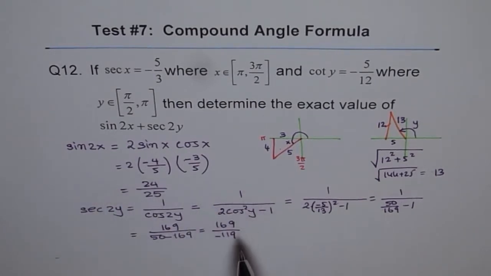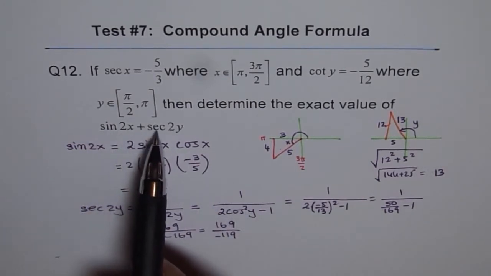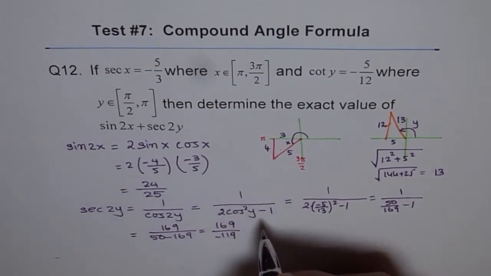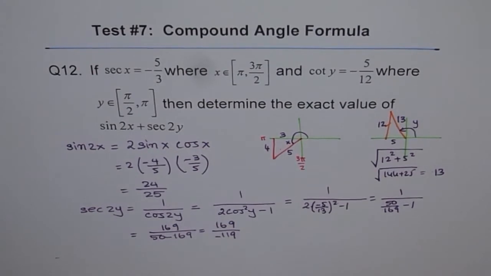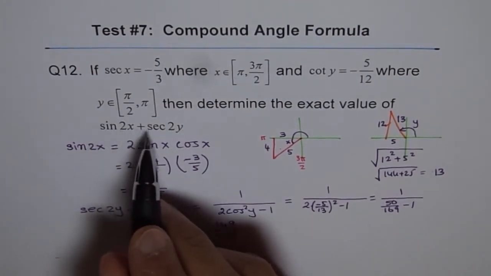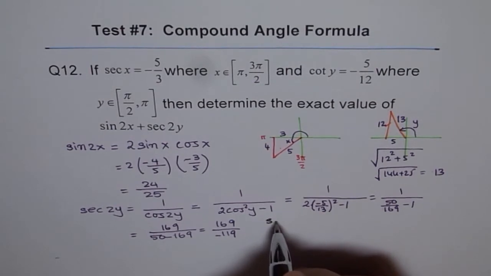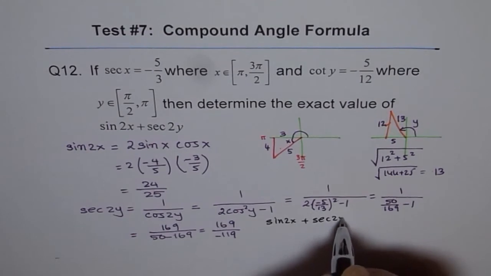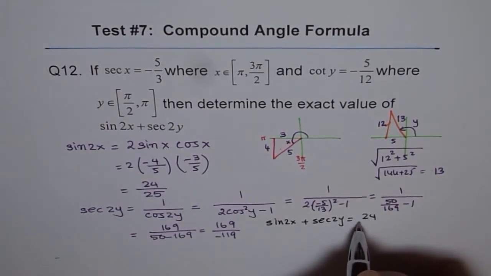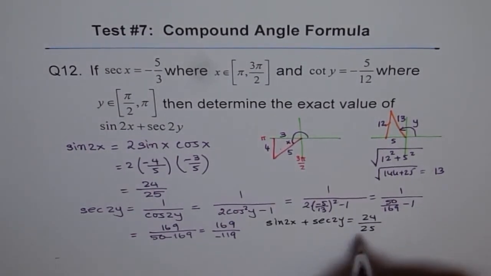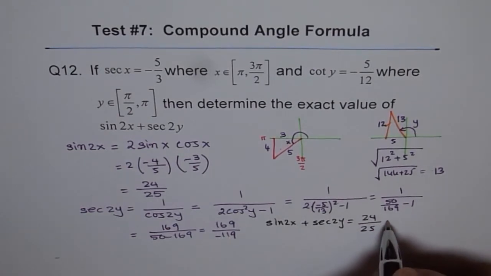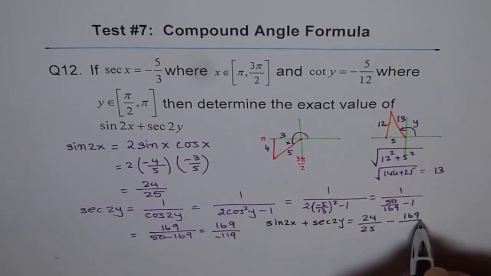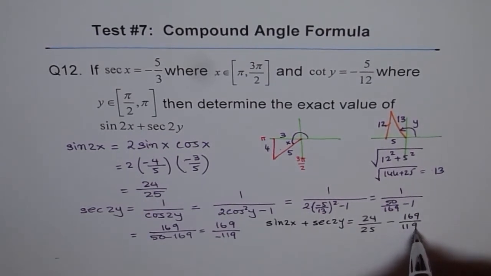Now what do we need to find? We need to find sine 2x plus secant 2y, correct? So let's now substitute these two values and figure out what it is. So sine 2x plus secant 2y is equal to 24 over 25, and because we got this negative, we'll write negative secant 2y is 169 over 119, correct?